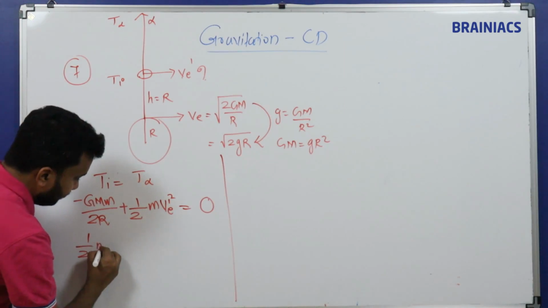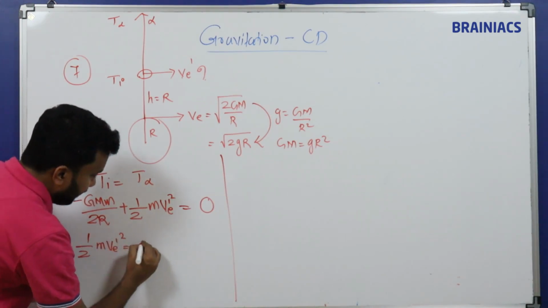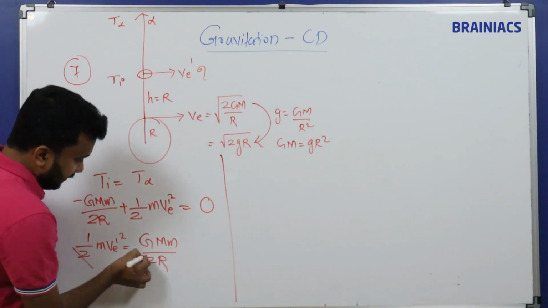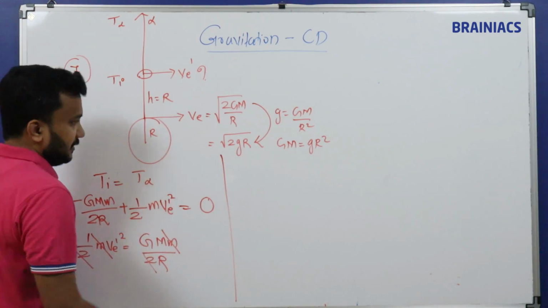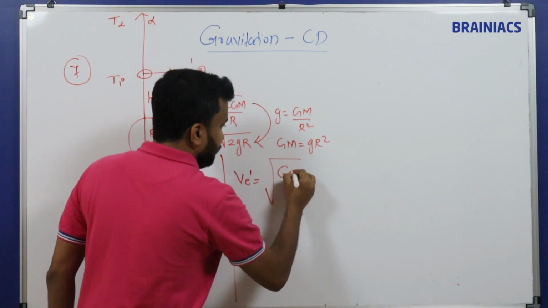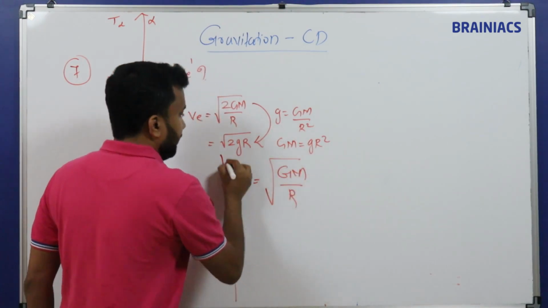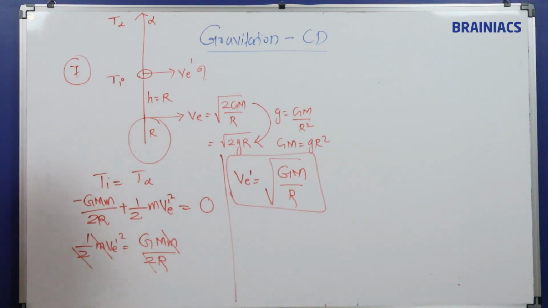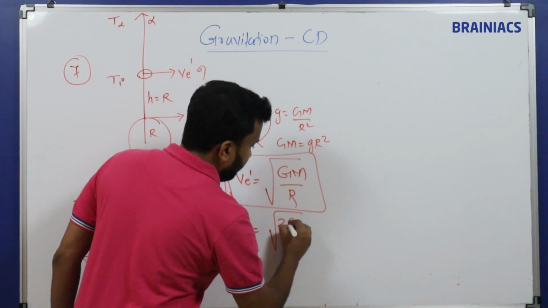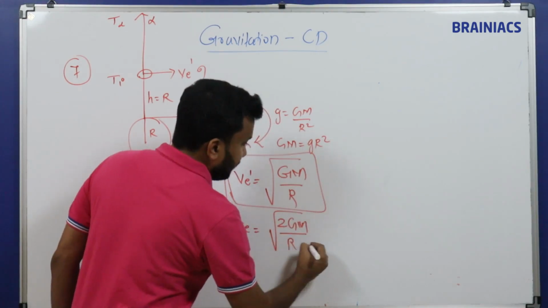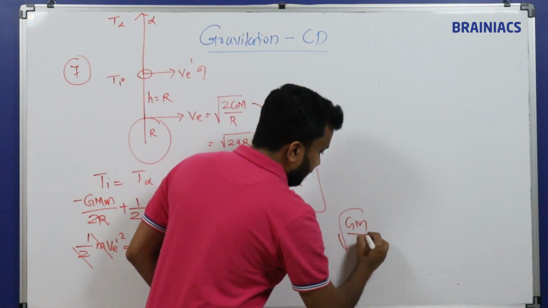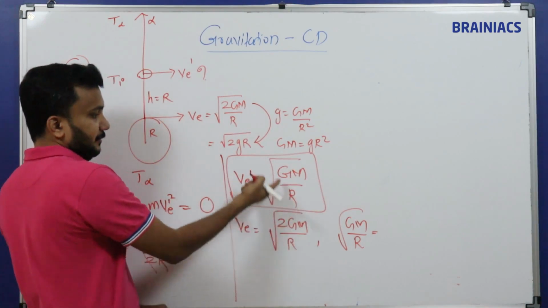Okay, now I'll simplify this part. So 1 by 2 m Ve dash square equals GMm divided by 2R. 2 gets cancelled, m gets cancelled. So Ve dash is equal to root of GM by R, root of GM by R I got. Okay, but now Ve I know, Ve is equal to root of 2GM by R.